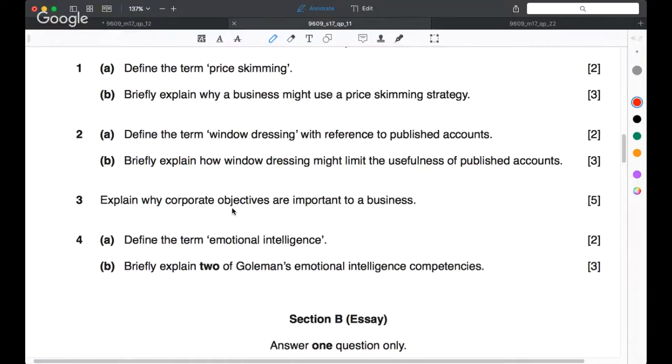All those are extremely important in terms of leadership, and understanding how you impact and your behaviour impacts on other people is a very big part of emotional intelligence. So, two of Goleman's emotional intelligence competencies, just to recap: self-awareness, self-management, social awareness, and social skills.